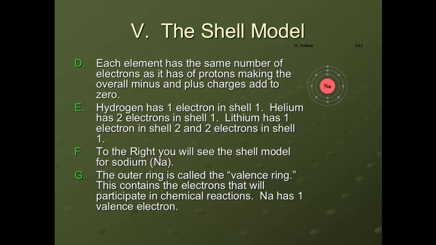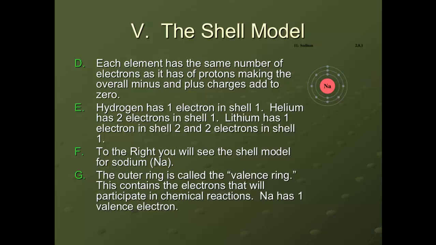So lithium has the atomic number of 3. That means it also has 3 electrons as well as 3 protons. 2 of those electrons are going to be located in shell 1, which only holds 2. But then the next one has to move to shell 2. So shell 1 has 2, shell 2 has 1, and that's where its 3 electrons go.